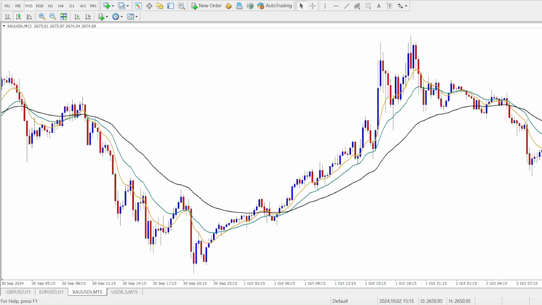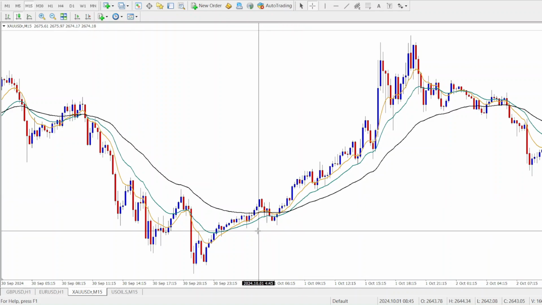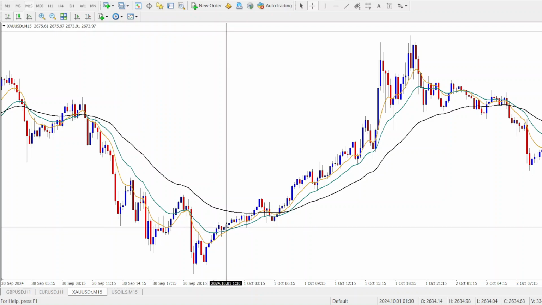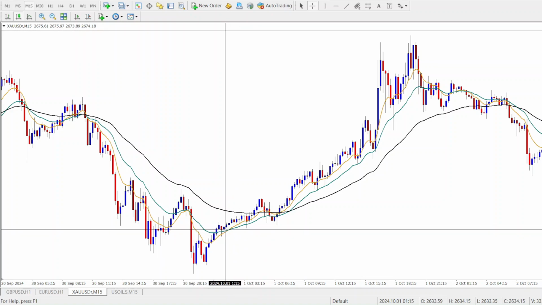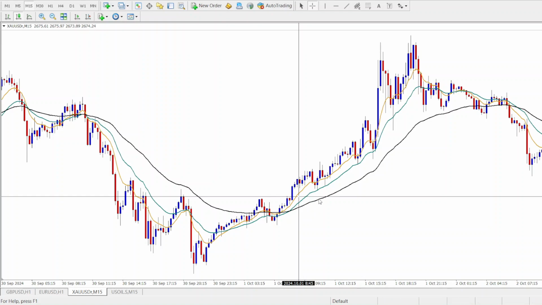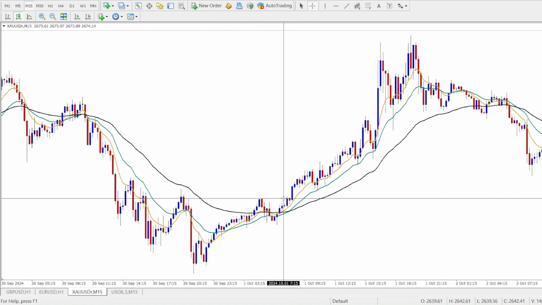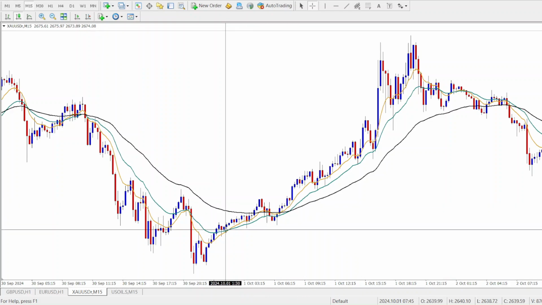Now the second thing to understand is the crossovers. For a bullish crossover, when the 9 EMA crosses above the 20 EMA, that happened around here, and both are above the 50 EMA. So the initial crossover happened here, but then the short-term and medium-term moving averages crossed above the long-term moving average around here. So this would have been where we would have entered a buy trade, not here.